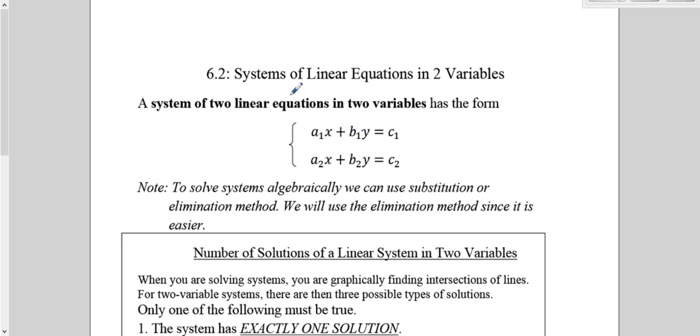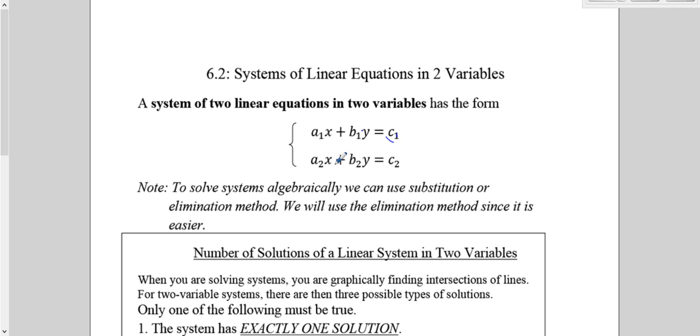This is 6.2 Systems of Linear Equations in Two Variables. A system of two linear equations in two variables has the following form. Both variable terms are linear, meaning the exponent is a 1, and then we have those added together, or you might have subtraction in here, equal to a constant.